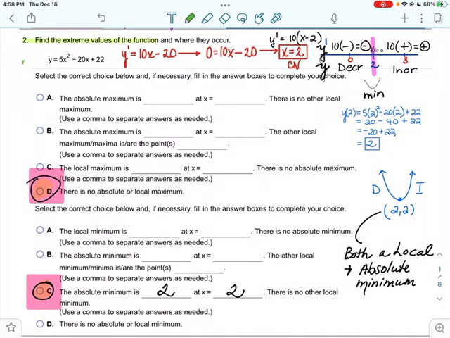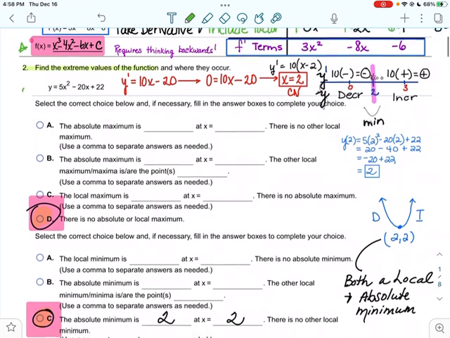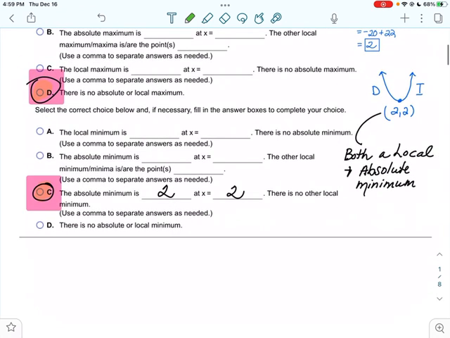There is no absolute or local maximum on this graph. It's just going to go to infinity as x goes to positive or negative infinity. So then the second part of this, we have an absolute minimum, and that's at the vertex of the parabola, is 2. Now keep in mind, this is a y value here, a y value at x is equal to 2.